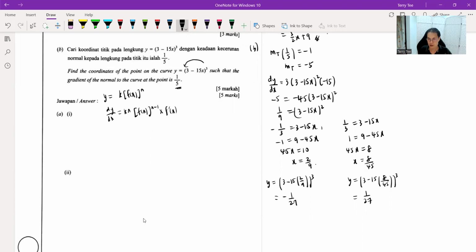So we have 2 points. The first point is (2/9, -1/27). The second point is (8/45, +1/27). Yep, 2 possible coordinates.